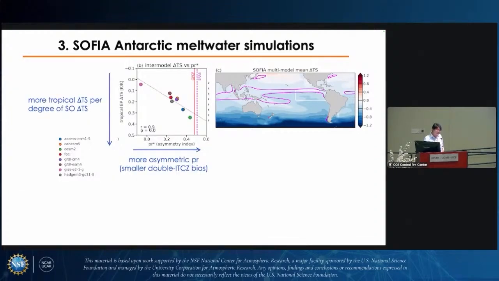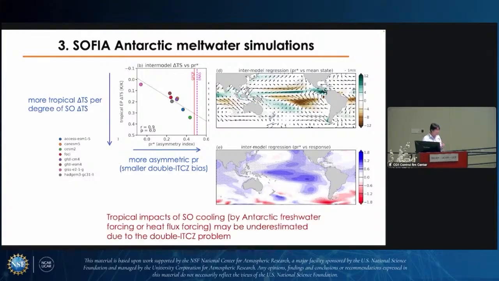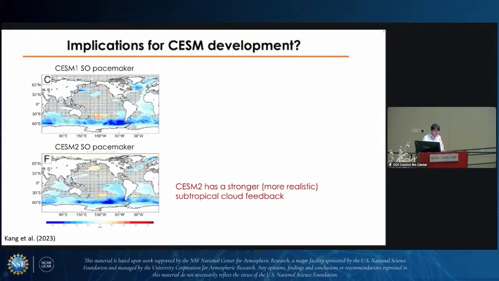And we apply the same analysis and find, again, models with more asymmetric precipitation and a smaller double ITCZ bias in the mean states tend to simulate a stronger tropical response per degree of Southern Ocean cooling, through the same mechanism, because of stronger mean state winds. So from here, we can probably infer that since all models share this systematic double ITCZ bias, the realistic Southern Ocean teleconnection to the tropics in nature could be stronger than we currently simulate. Before I conclude, it's just one last slide, I promise.